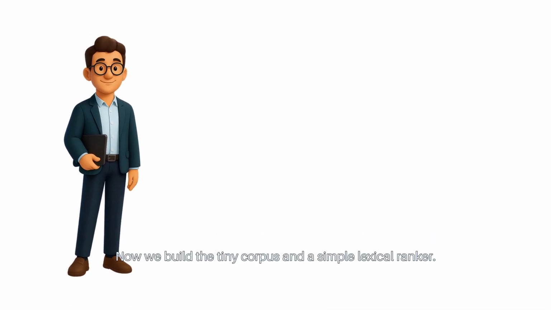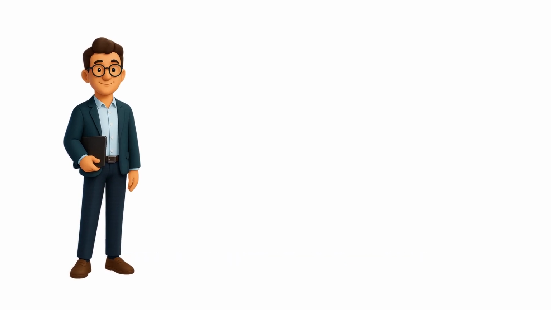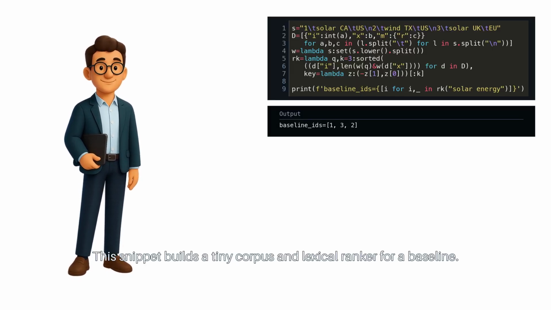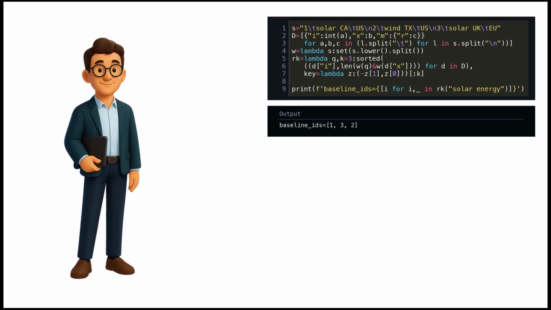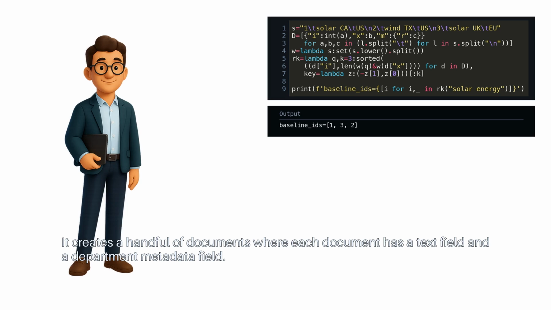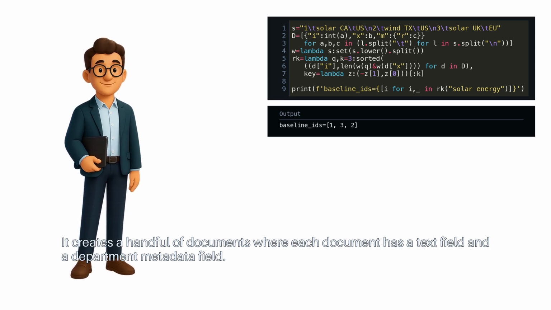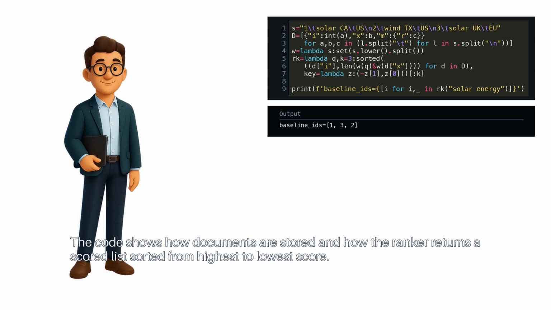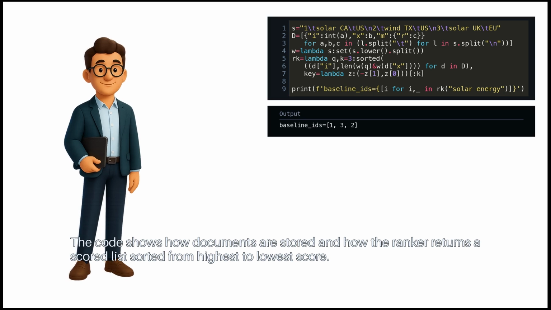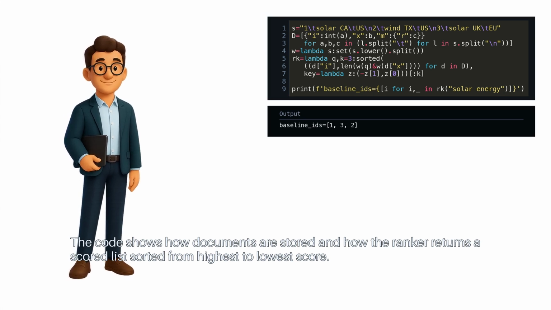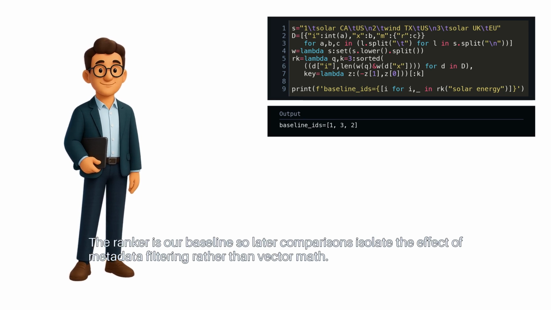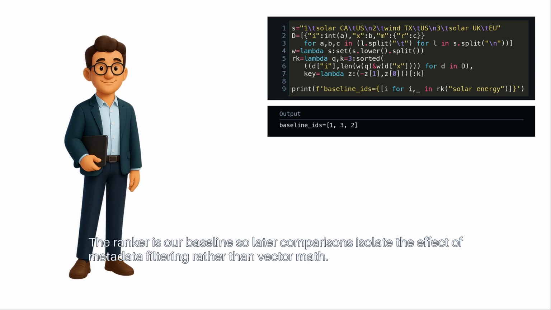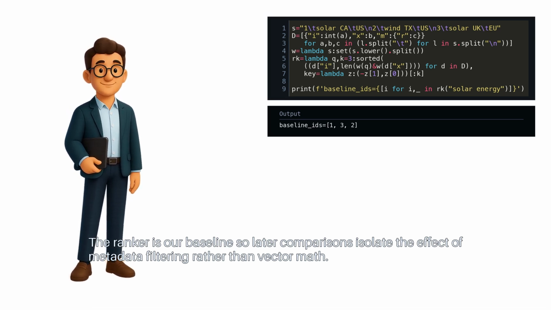Now, we build the tiny corpus and a simple lexical ranker. This snippet builds a tiny corpus and lexical ranker for a baseline. It creates a handful of documents where each document has a text field and a department metadata field. The lexical ranker is a simple text match scorer that counts overlap between a query and document text. The code shows how documents are stored and how the ranker returns a scored list sorted from highest to lowest score. The ranker is our baseline, so later comparisons isolate the effect of metadata filtering rather than vector math.